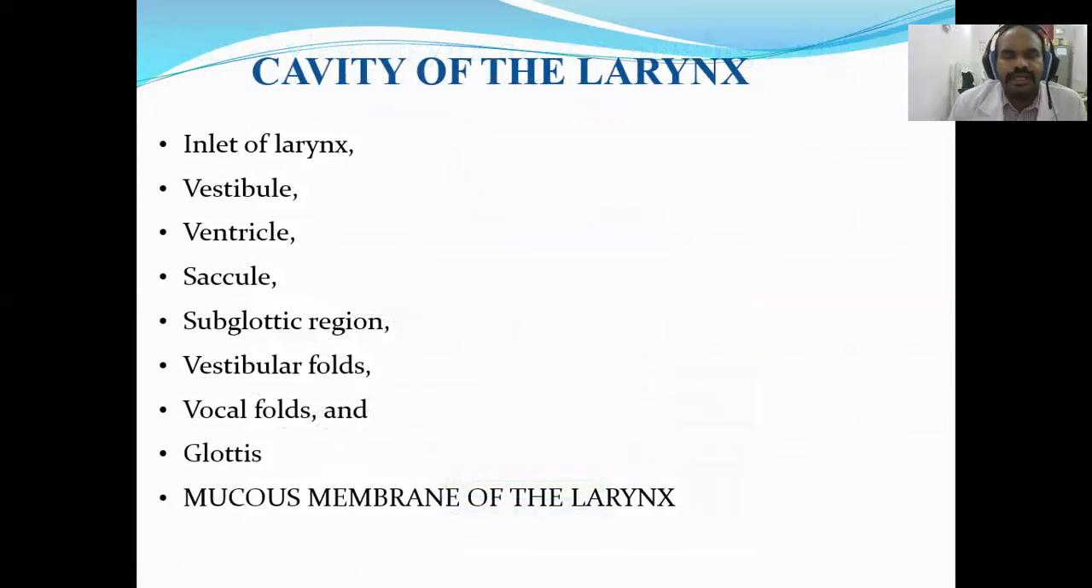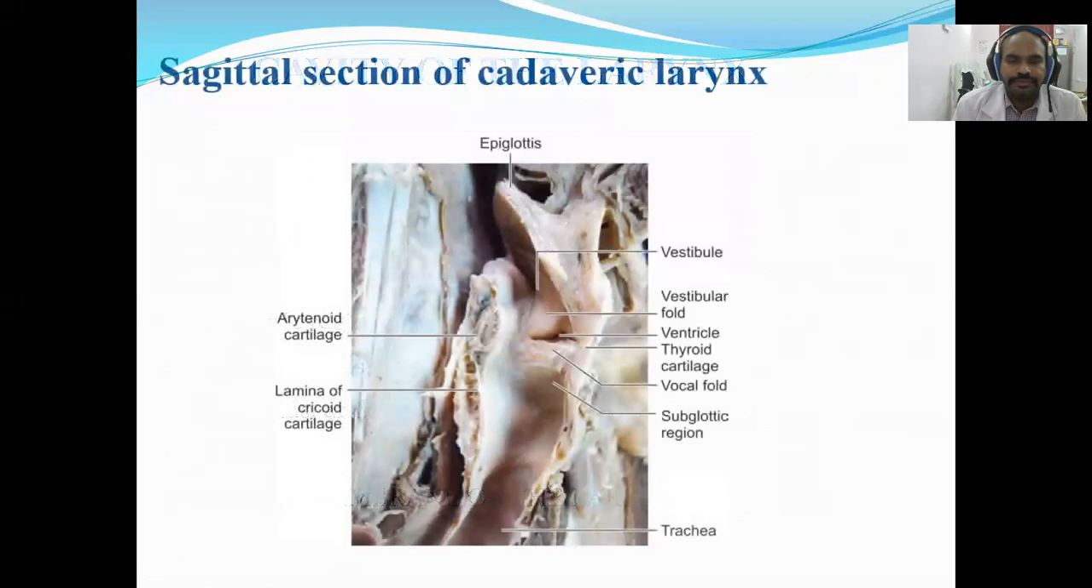So what are the cavities of the larynx? They have the inlet, the laryngeal inlet. The laryngeal inlet as such is a cavity. Then we have the vestibule, we have the ventricle, we have the saccule. Then we have the subglottic region, vestibular folds, vocal folds, and glottis. All these things form the cavities of the larynx.